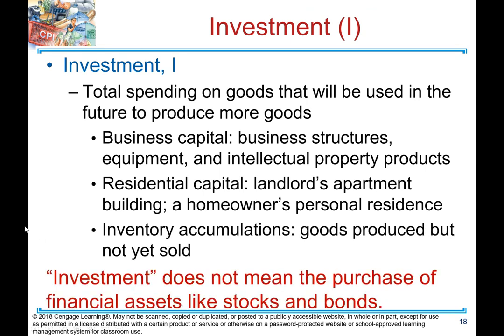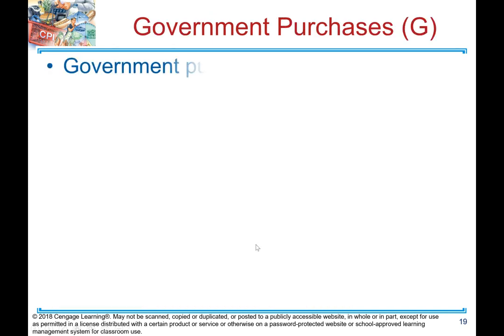Investment, the second component, is total spending on goods that will be used in the future to produce more goods and services. Business capital, business structures, equipment, and intellectual property products, residential capital, landlords' apartment buildings, homeowners' personal residence, and inventory accumulation, that's goods produced but not yet sold. It's important to point out that investment does not mean the purchase of financial assets like stocks and bonds.